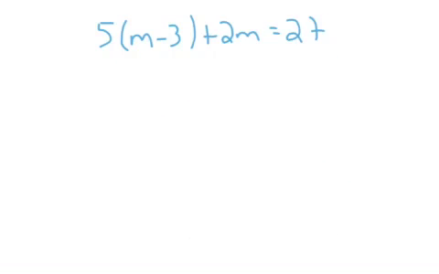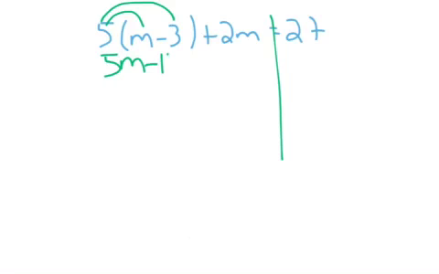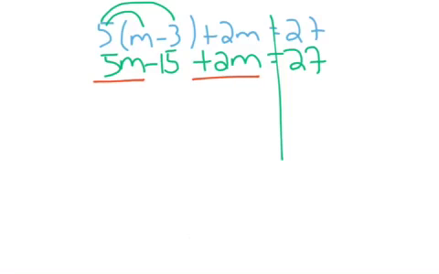Alright, moving right along. First thing I would do here is distribute. Remember, when you distribute, you multiply. So I have 5m minus 15. Bring down your plus 2m equals 27. I can combine my like terms. The 5m and the plus 2m would give me 7m. Bring down your minus 15 equals 27.